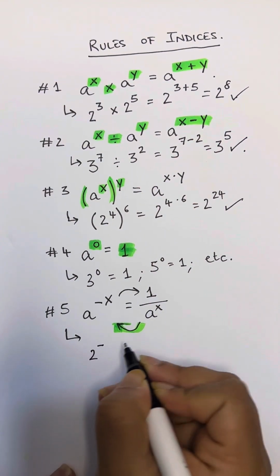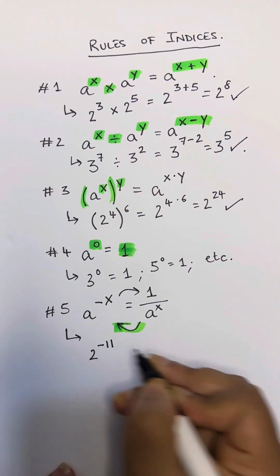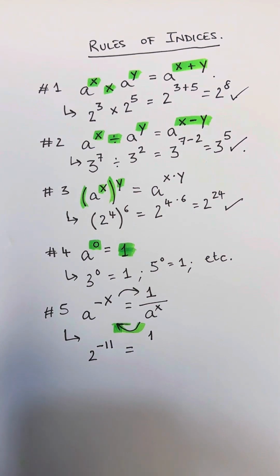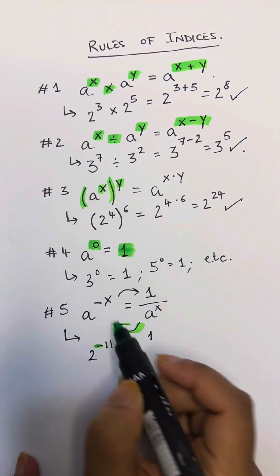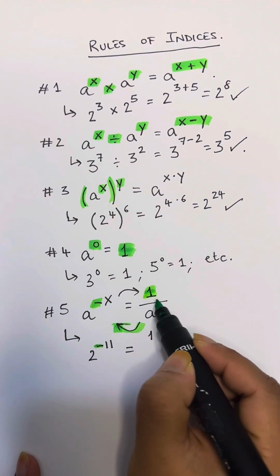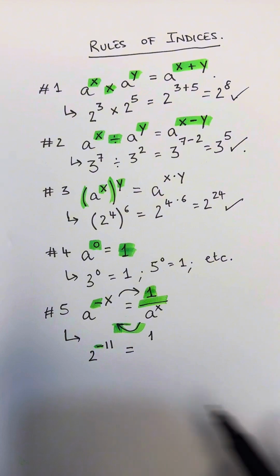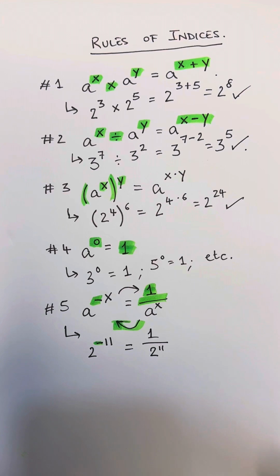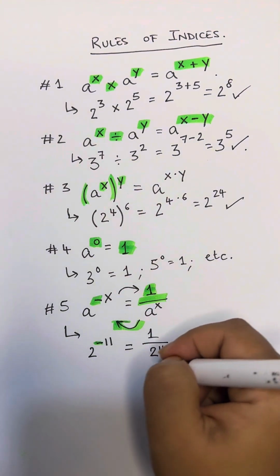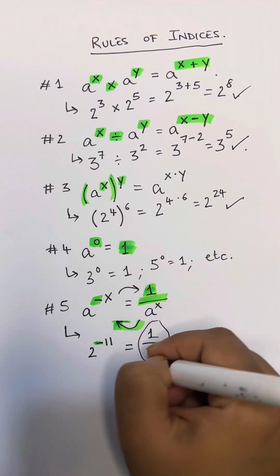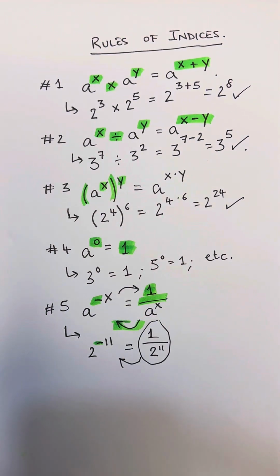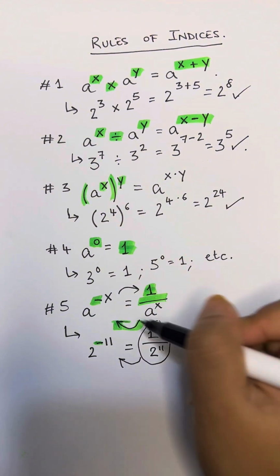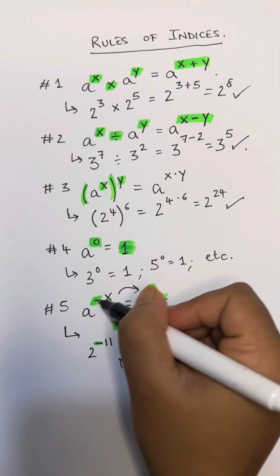So, for example, 2 to the power of minus 11 equals 1 over 2 to the power of 11. Always remember, because of the minus sign, we're going to be having a fraction. And if the examiner wants this form to be written as that, that's also possible. Just remember that 1 over means that it's a number to the power of a negative number.